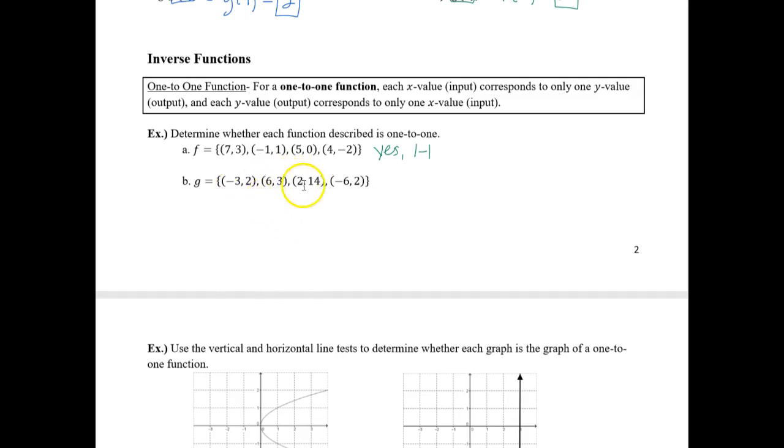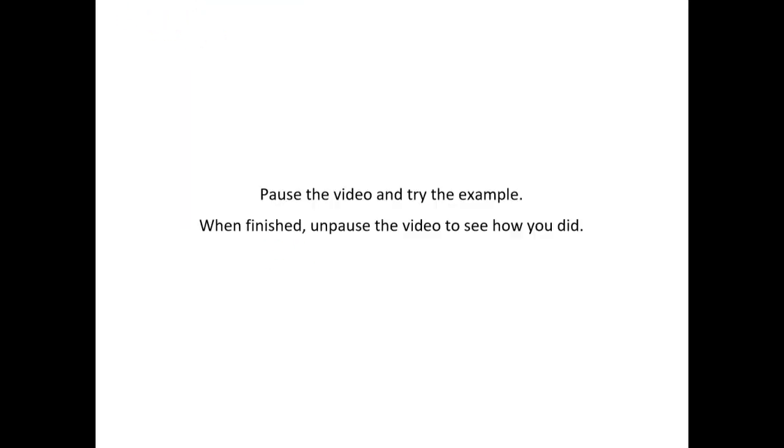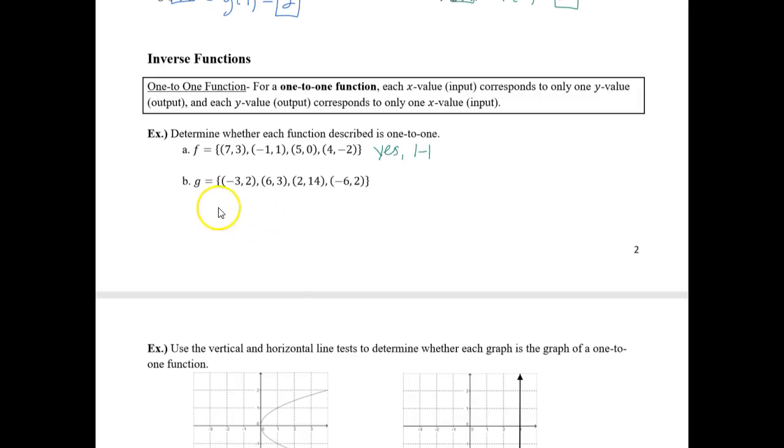Go ahead and think about part B. Okay, so function g here. What did you decide? Is it one-to-one? (-3, 2), (6, 3), (2, -14), and (-6, 2). For the domain, I have -3, 6, 2, and -6. All distinct, making it a function. And then 2, 3, -14, 2 for the range.